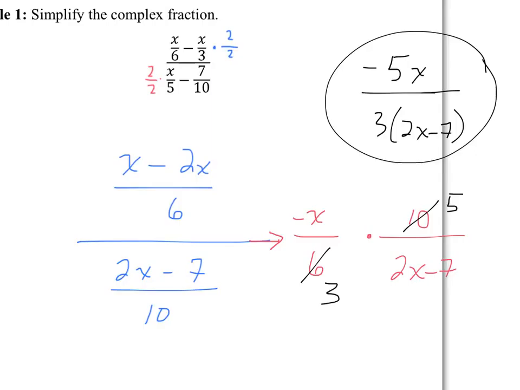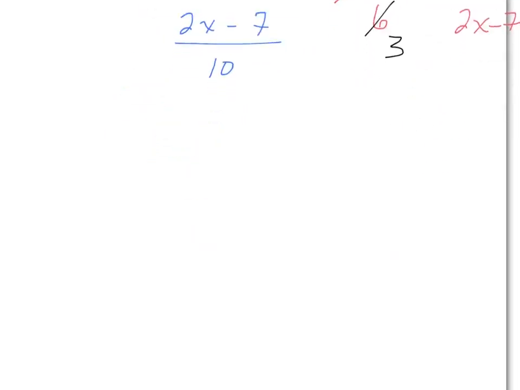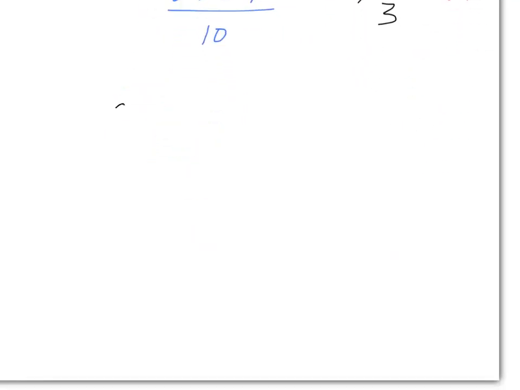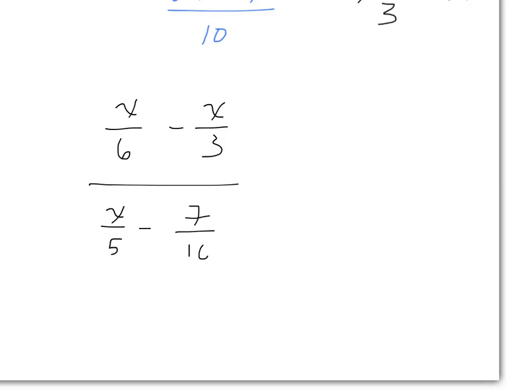Now, take the second technique and apply it to this problem. So let's rewrite the original below this. X over 6 minus x over 3 all over x over 5 minus 7/10. Look for an LCD of all four denominators. 30? 30. 6, 3, 5, and 10 all go into 30. They don't all go into 15. That would be the other one I was thinking. 6 and 10 don't go into 15.